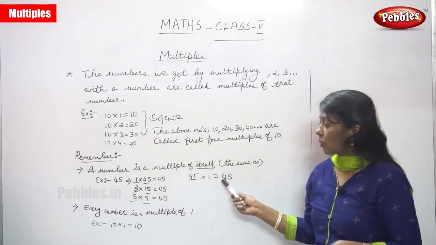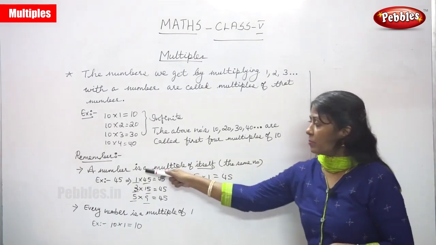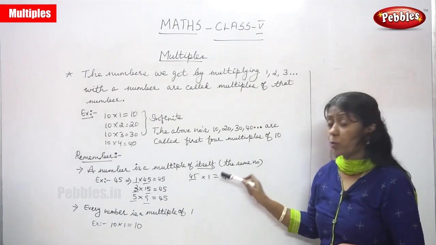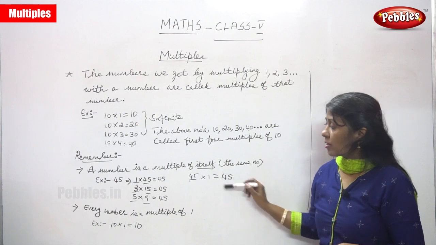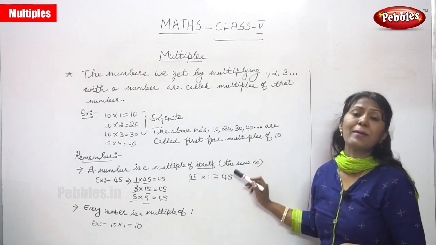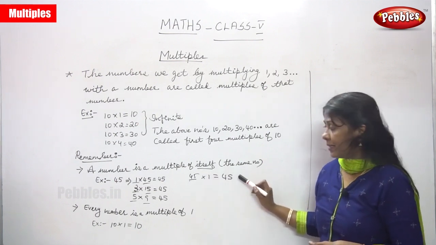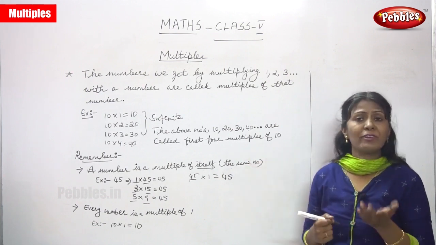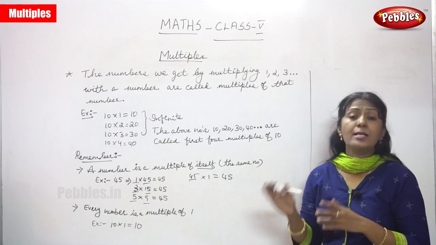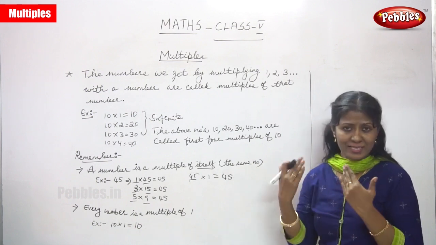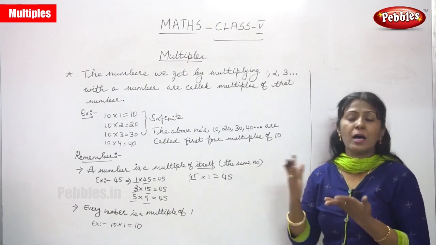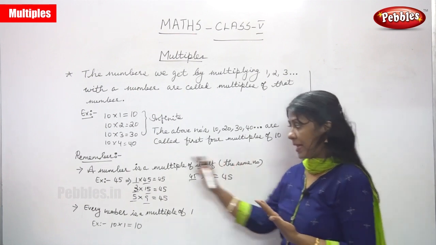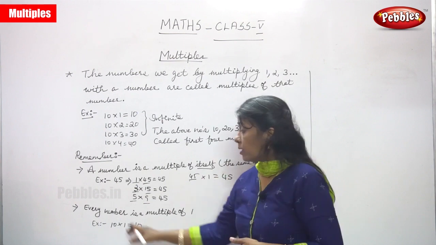But 45 into 1 gives 45. So a number is a multiple of itself. If you multiply 45 into 1, you get the same number. That means 45 is one of the multiples of 45, that is, itself, the same number. If you multiply 45 into 1, you get 45 only. So 45 is a multiple of itself. That is the explanation of this rule.